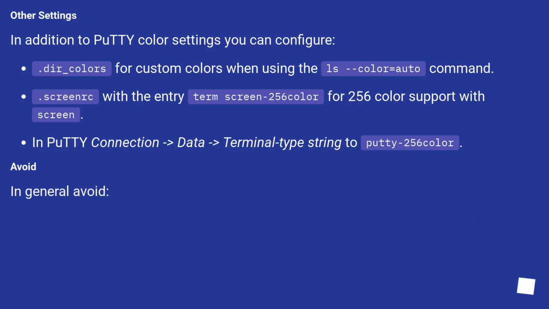Other settings. In addition to PuTTY color settings, you can configure .dircolors for custom colors when using the ls --color=auto command, and .screenrc with the entry term screen-256color for 256 color support with screen. In PuTTY, go to Connection > Data > Terminal-type string and set it to putty-256color.